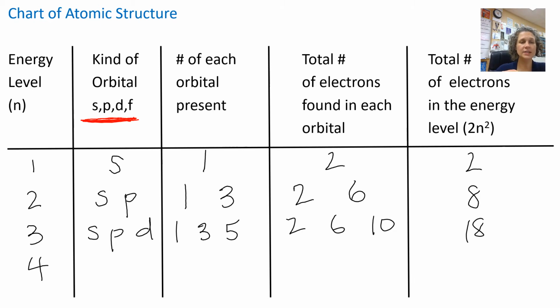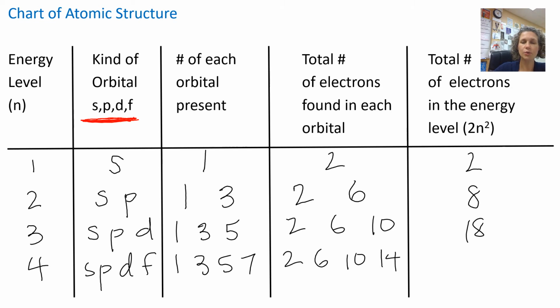And then last but not least, the fourth energy level has all of them, S, P, D, and F. So you'd have 1, 3, 5, and 7. And then you would have 2, 6, 10, and 14, and that would give you a grand total of 32. For our purposes, we won't really get into these super complex electrons and where they are in the higher energy levels. But I do want you to know this is just a process for accounting for the electrons and where they are.